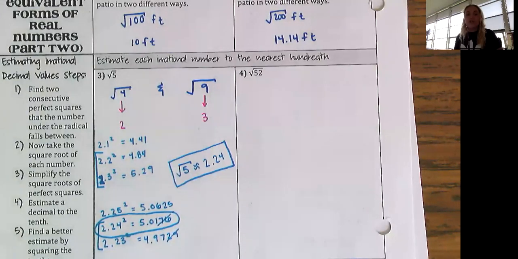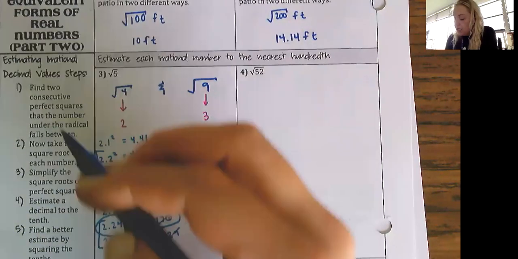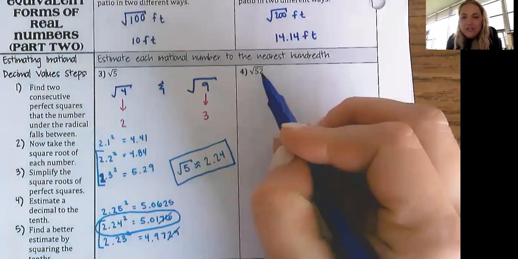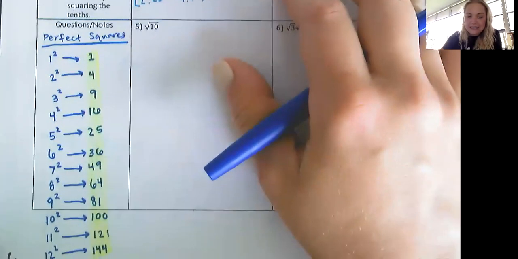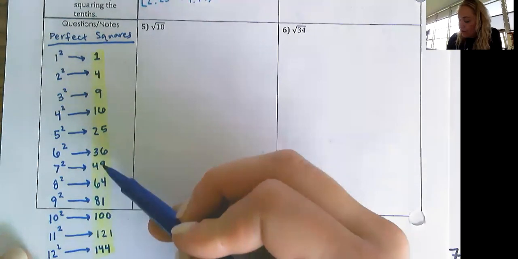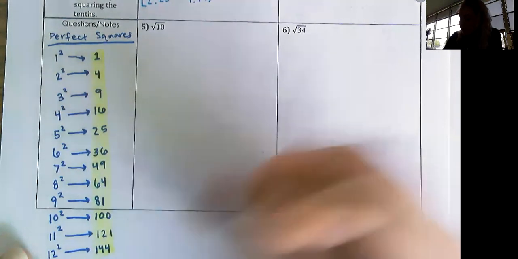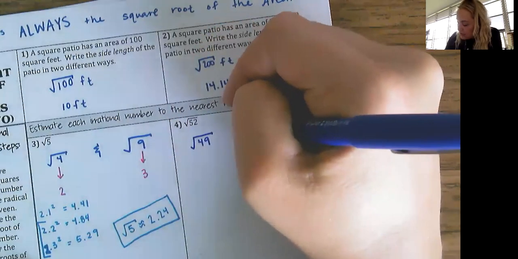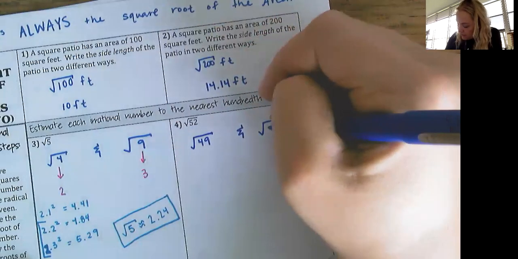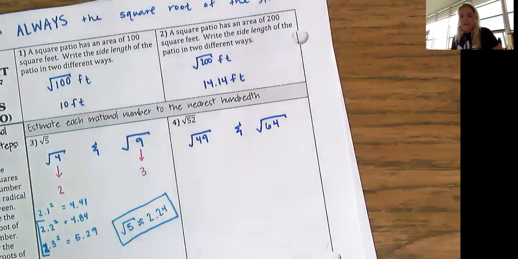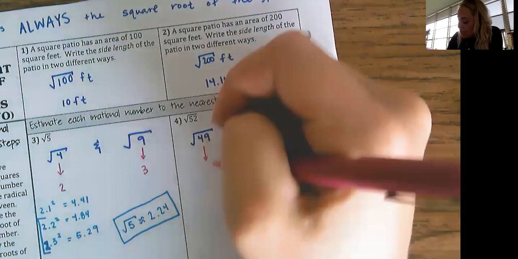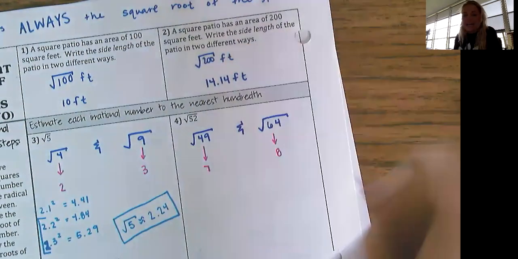On number 4, square root of 52. Our directions say find 2 consecutive perfect squares that the number under the radical, that square root, falls between. So what is 52 between? Go back down to our list. 52 is between the numbers 49 and 64. So I'm going to write that down. It is between square root of 49 and square root of 64. And then if I find the actual square roots of these, I'll know what the answer is going to be between. 49 square root is 7. 64 square root is 8.